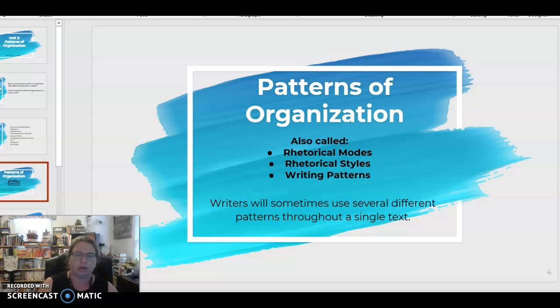organization to begin with. Essentially, a pattern of organization is the way that the author has chosen to present the material. Different types of content sort of lend themselves better to different patterns of organization. Sometimes we call patterns of organization rhetorical modes, rhetorical styles, or writing patterns. All of those terms are interchangeable, but they refer to the way that the material is organized on the page.